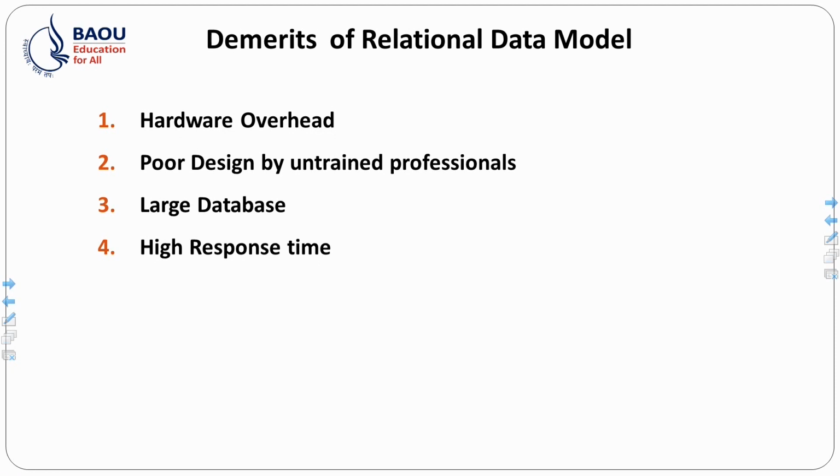Now at the end, today we have discussed three data models in DBMS, that is the hierarchical data model, network data model, and relational data model. In the next session, we will learn about the remaining data models, that is the entity relationship data model, object-oriented data model, and a comparison of all these data models.